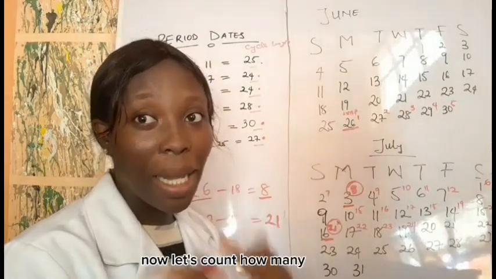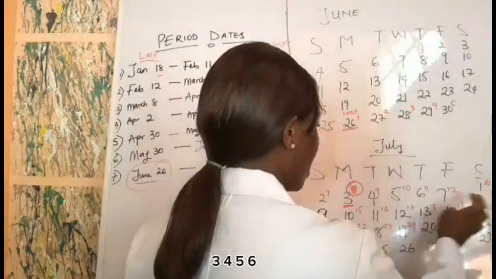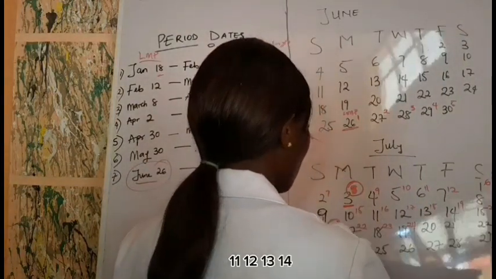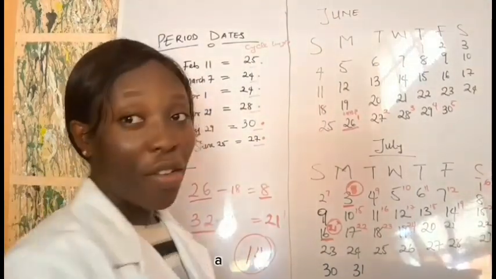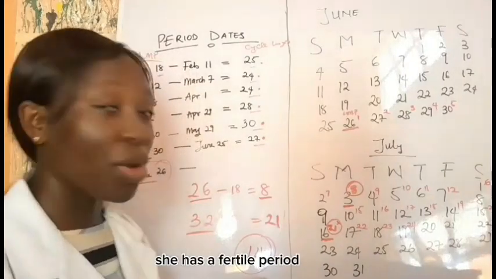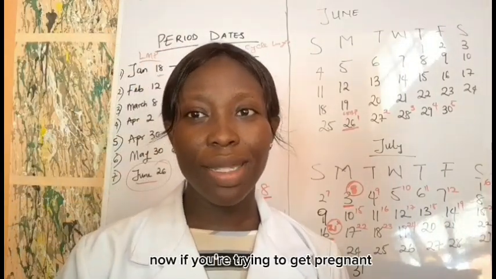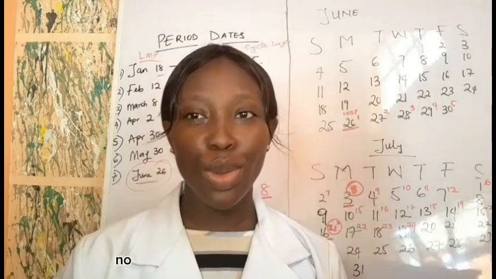Now let's count how many days that is. So 1, 2, 3, 4, 5, 6, 7, 8, 9, 10, 11, 12, 13, 14. So she has a fertile period of 14 days. Now, if you're trying to get pregnant, must you have sexual intercourse for the whole 14 days? No.